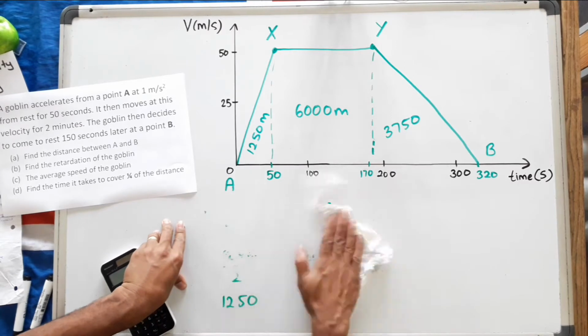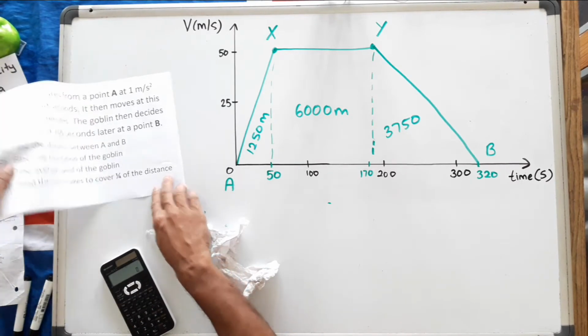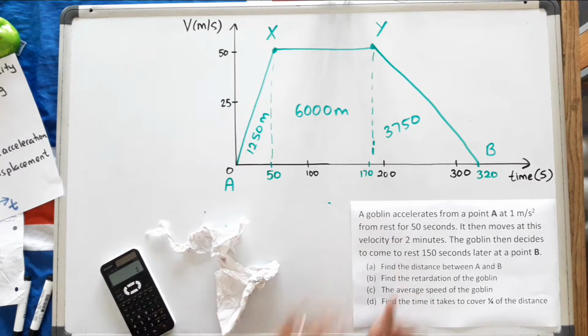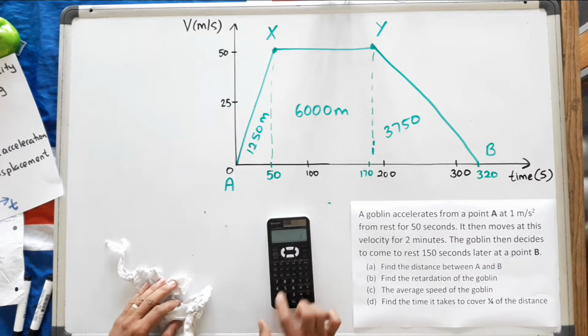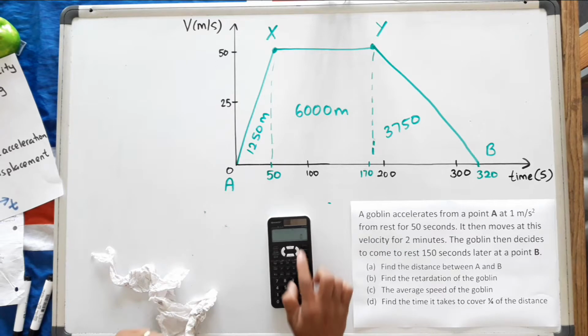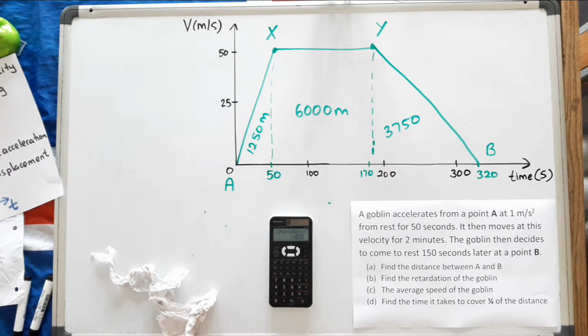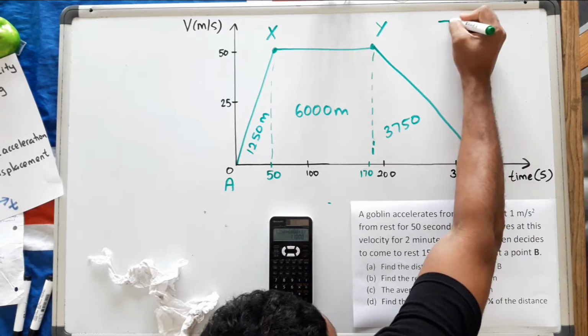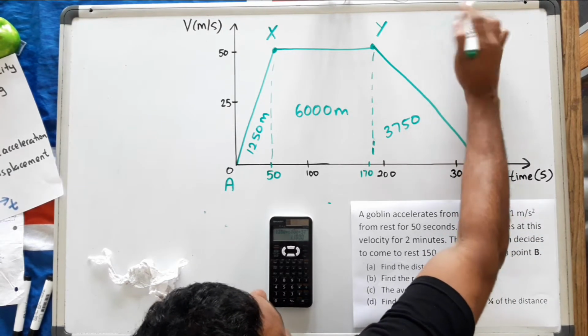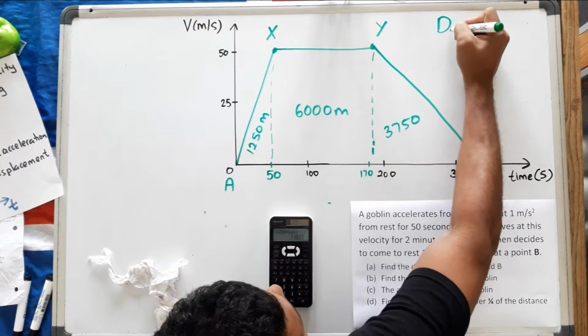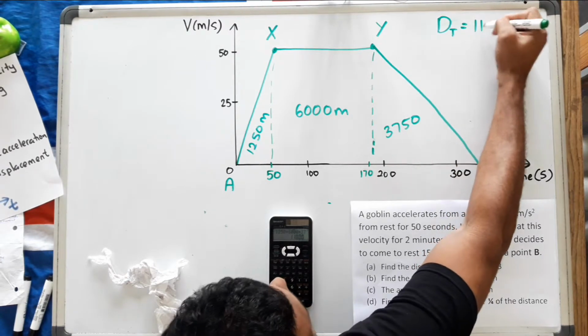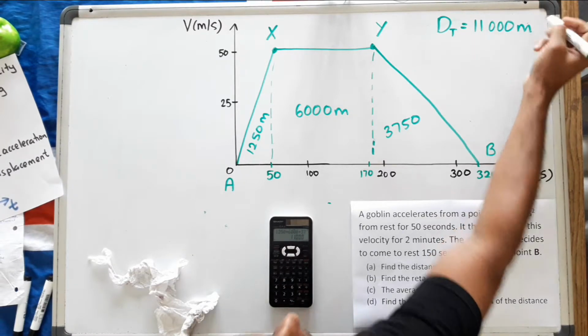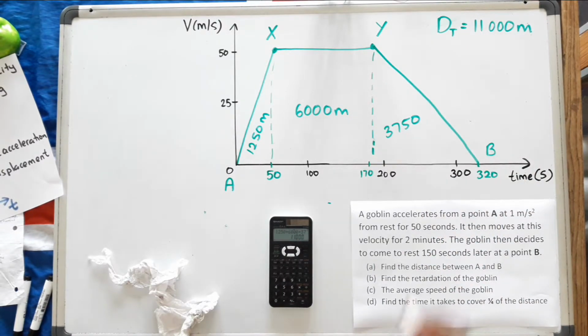My answer for part A, the total distance traveled, would be 1250 plus 6,000 plus 3750. Where can I put this answer? So we can keep track of it, I'm going to put a D with a small t here. It's going to be 11,000 meters, just to keep track of our answers. That's the answer for part A.